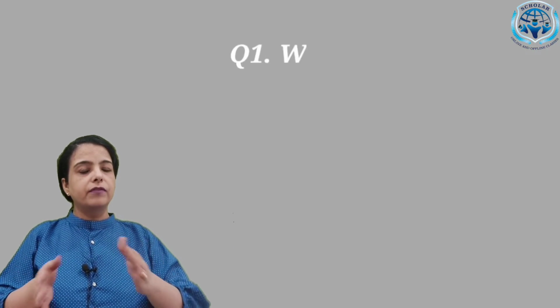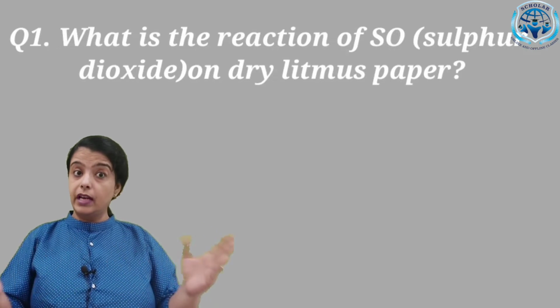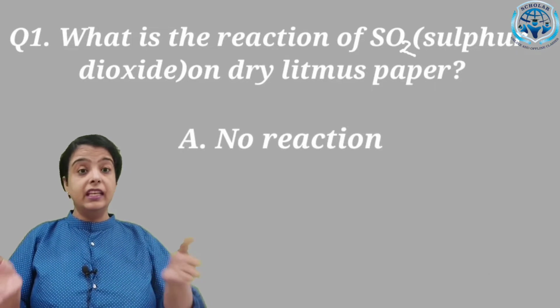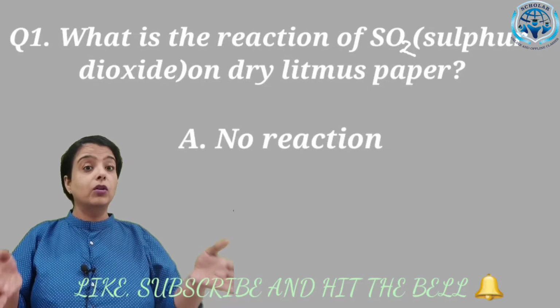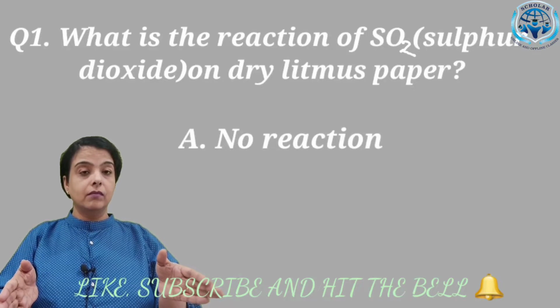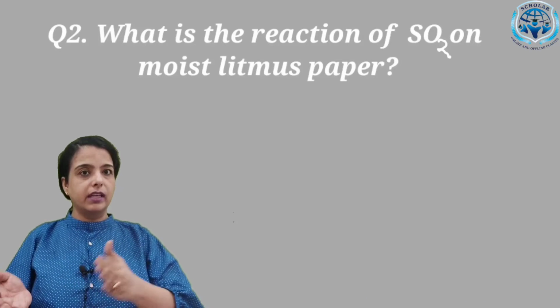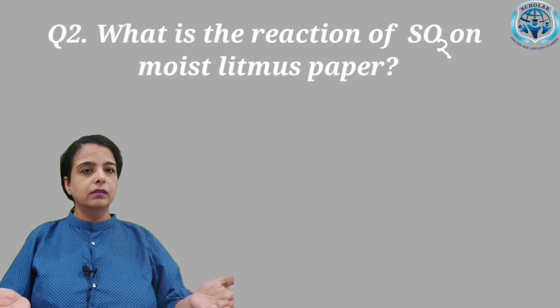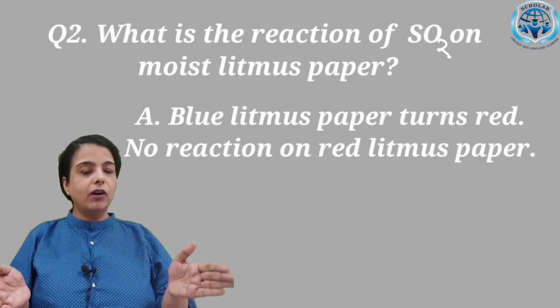What will be the effect of sulfur dioxide on dry litmus paper? No reaction, either on red litmus paper or on blue litmus paper, because the litmus paper is dry. The second question is, what will be the reaction of sulfur dioxide on moist litmus paper? If it is blue, it will turn red, because sulfur dioxide reacts with H2O to form sulfurous acid, which turns blue litmus paper red.